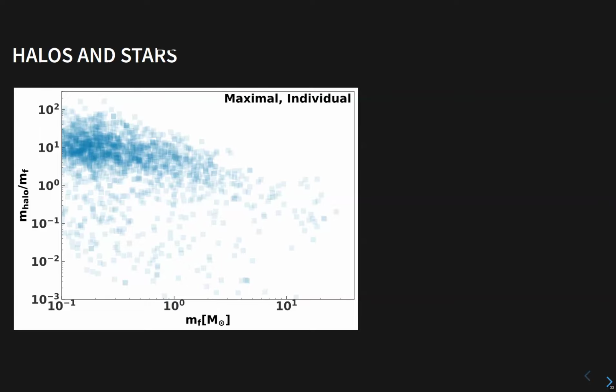But there's this huge scatter, right? So there's not a straightforward one-to-one relationship between the mass of this gas structure and the mass of the final star you form, right? That's not surprising given all the complicated dynamics we just saw. You also see some cases where this halo is less than the final stellar mass. So how can that be? So there are a few ways that can happen.